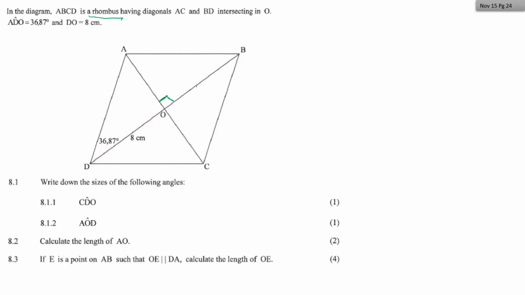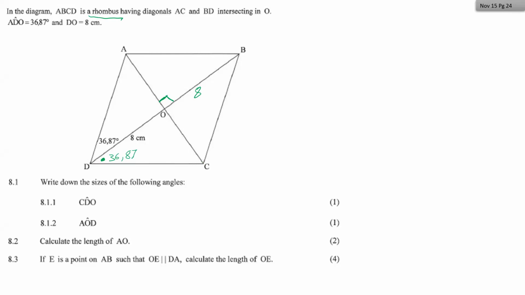Well, if DO is 8, we also know this is going to be 8. Diagonals of a rhombus bisect each other. So coming to my question, we want to find CDO. So we want to find the angle I'm marking. And that is quite easy. Immediately we can say CDO is 36.87. And the reason is diagonals of a rhombus bisect the interior angles.